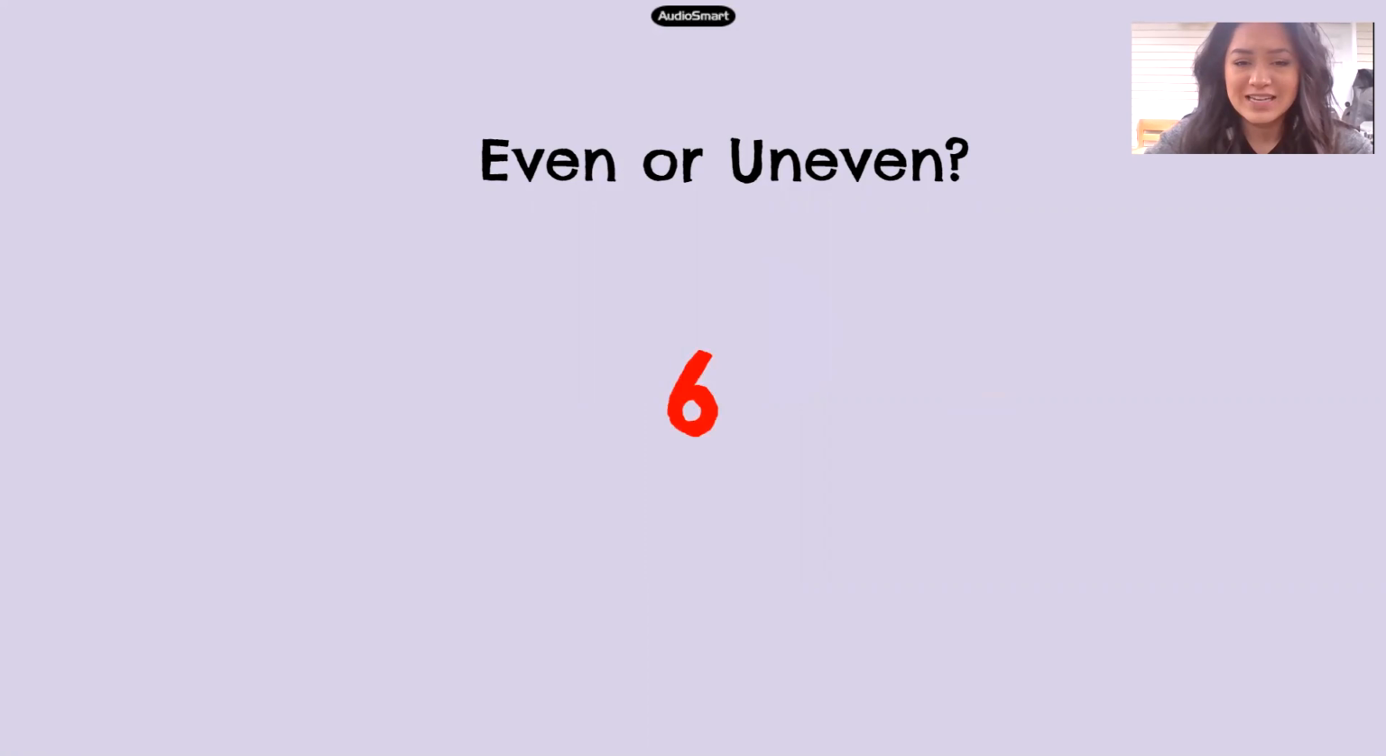All right. Next, how about the number 6? Is 6 even or uneven? Tell me in 3, 2, 1. Even, good. Number 6 is even because you can split it up into 2 groups and each of those groups has the same number. Even try on your hands. If you were to make the number 6, I'd have 1, 2, 3, 1, 2, 3. They both have the same number in each group.